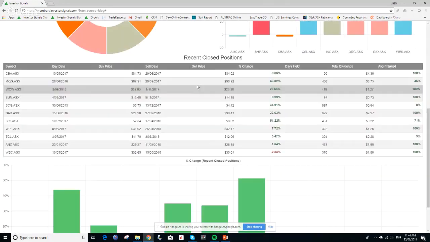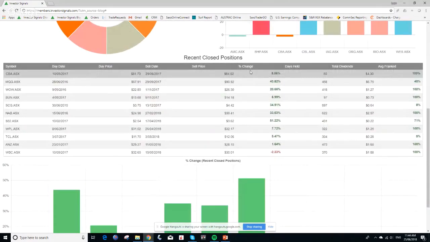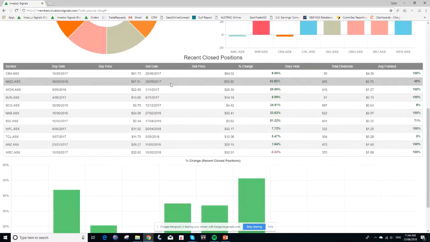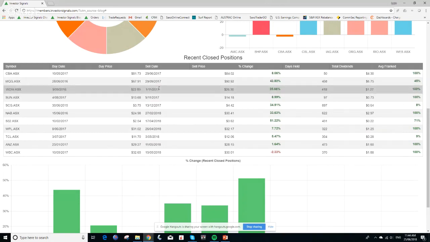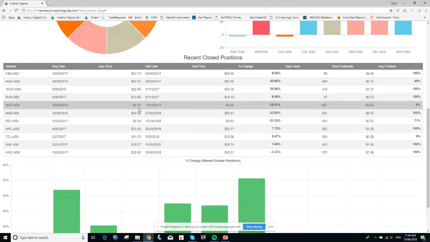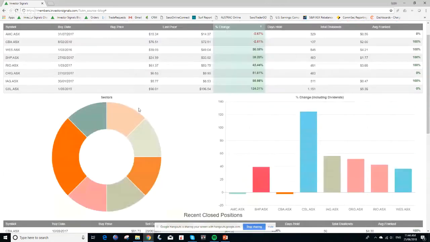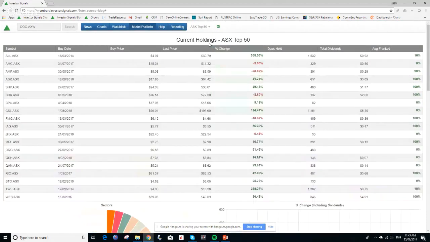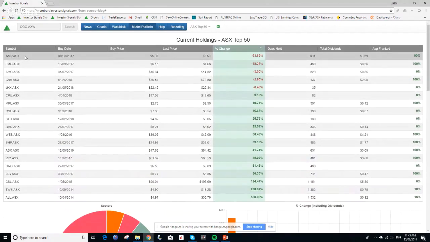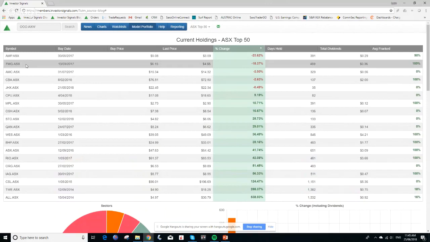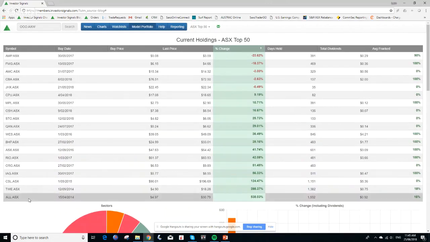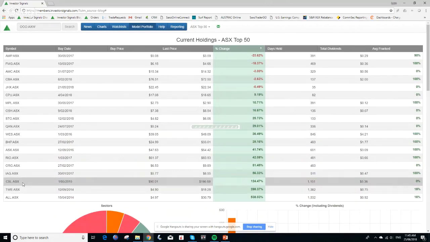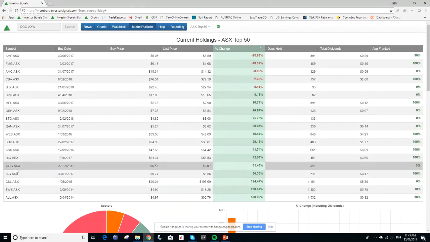If we have a look at recent positions that have been closed, we had CBA, Macquarie, but certainly nothing in the last 6 months or so. So not a whole lot there to comment on. If we have a look at the ASX 50, again, we see AMP is certainly underperforming, as is Fortescue. On the other side of the ledger, we've got Aristocrat, Treasury, CSL, a number of names there that are continuing to do well.